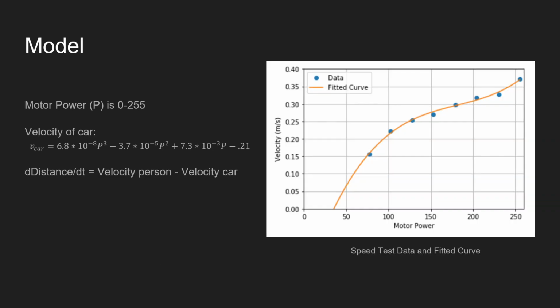Our model is based off the velocity of the car. What we did was we took the car at various motor powers, and we fit a curve to how much power we would supply the car versus how much velocity, and then we were able to calculate the change of distance based off of the velocity of the person in front of us and the velocity of the car. Now this graph shows our motor power. It goes between 0 and 255 as our max power.